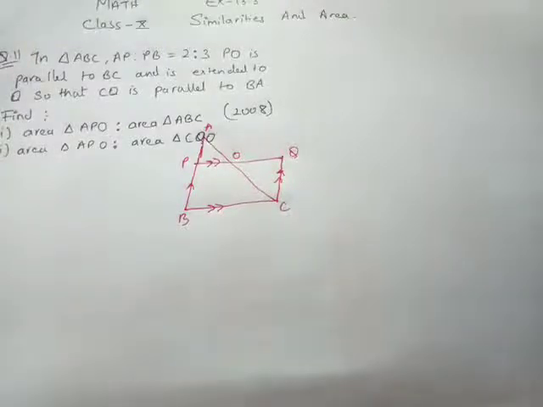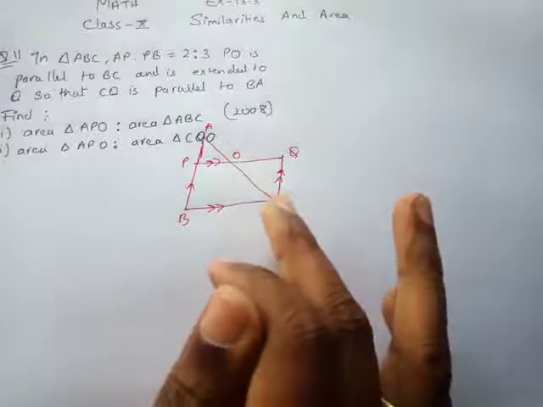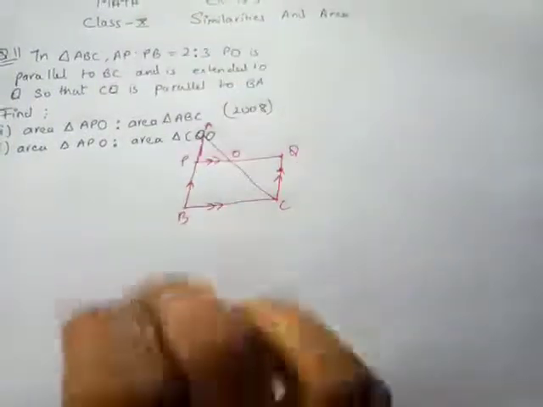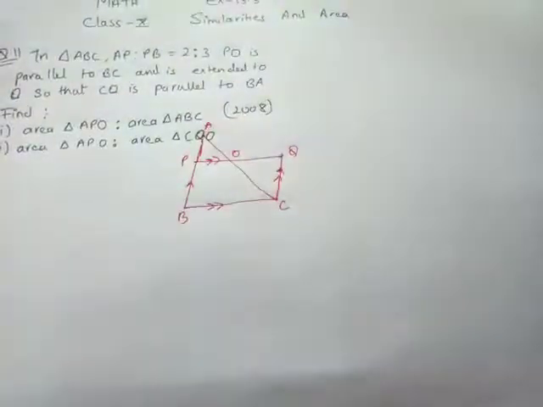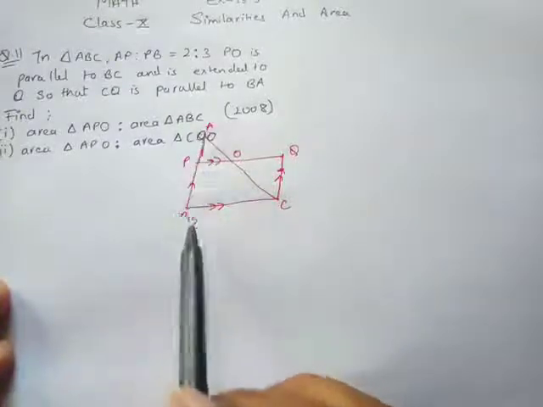The question goes something like this: in triangle ABC, AP ratio PB is 2 to 3. AP and PB का ratio कितना है? 2/3. PO is parallel to BC and is extended to Q, so that CQ is parallel to BA. CQ, that is C से लेके Q तक, is parallel to BA. This line is parallel to this. This line is parallel to this. Find area of APO. APO, I hope you guys are able to see, APO है कहाँ पे? This is the triangle APO, and area of triangle ABC, the whole triangle ABC.